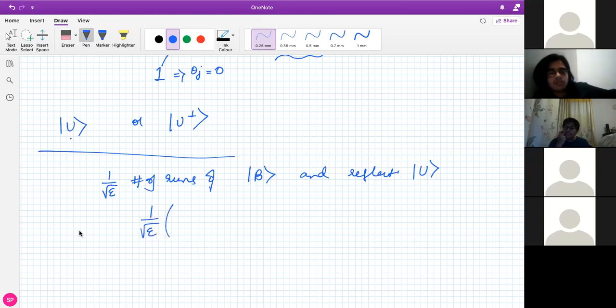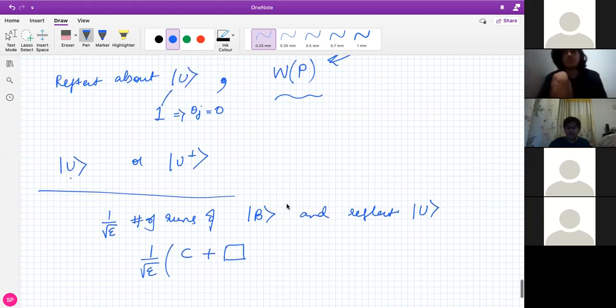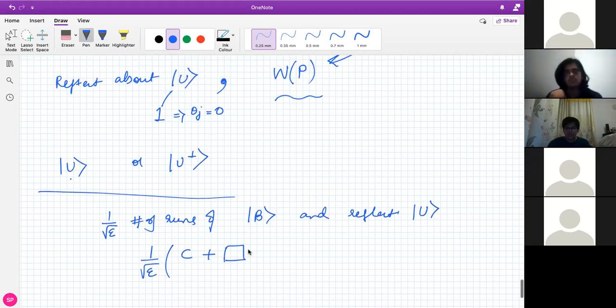Reflection about B was just checking whether a vertex was marked or not, so we just put C. Now reflection about U is going to be some number of times, which I'm going to fill up, application of this WP, because we use this phase estimation algorithm to decide whether we put a -1 phase or +1 phase, right? And this is my walk step.